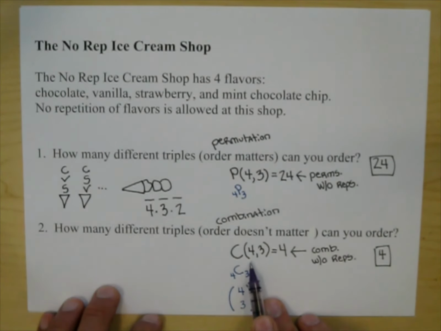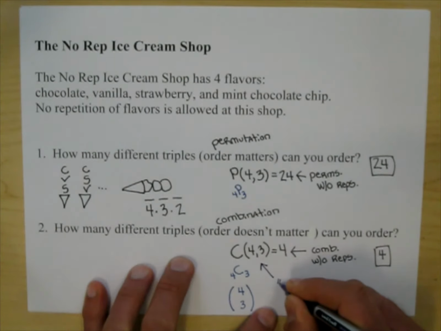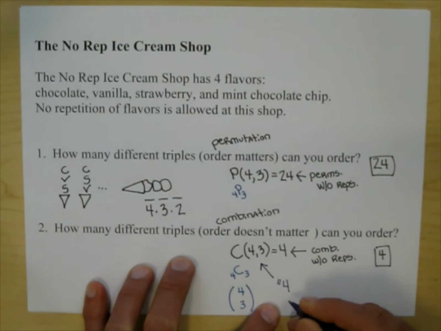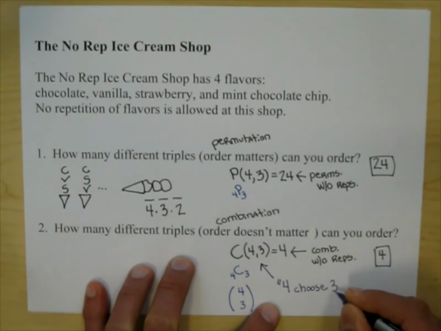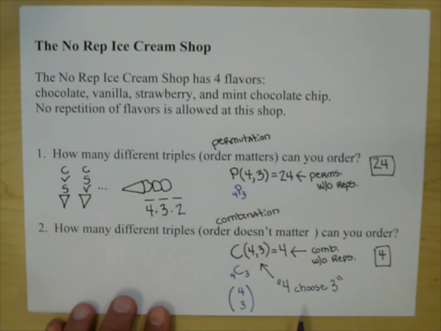How do we say this? Well, the way you say this is, and I'll put it in quotes, "4 choose 3." So that's how you say this, 4 choose 3. And so maybe you took statistics and you remembered this. It's like 4 choose 3.